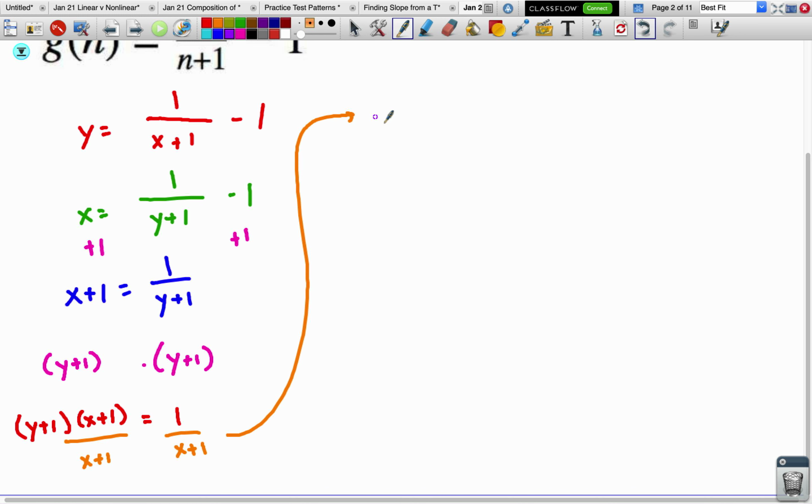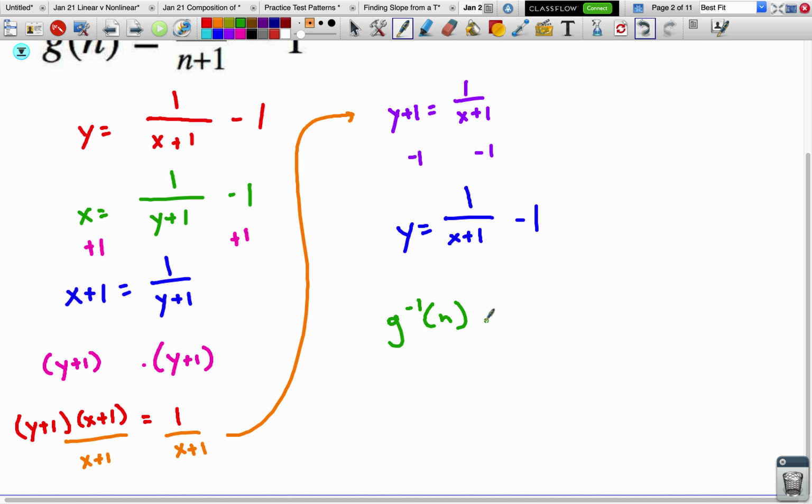We have y plus 1 equals 1 over x plus 1, and then subtract 1 from both sides, and I get y equals 1 over x plus 1 minus 1. Now we can put this back into function notation. The inverse of g of n, denoted by a negative 1 there, equals 1 over n plus 1 minus 1.